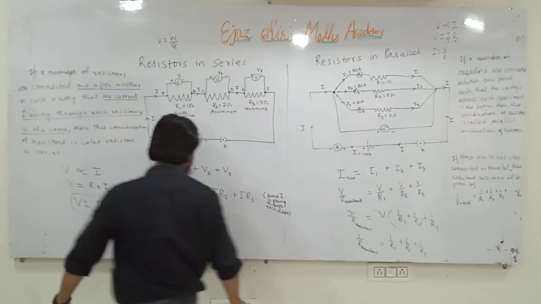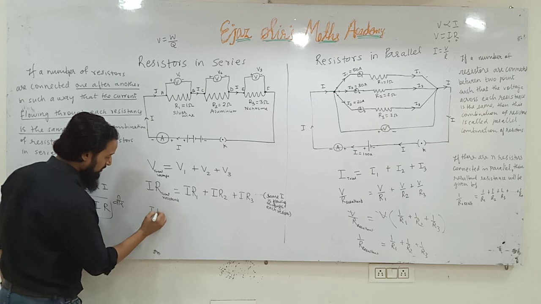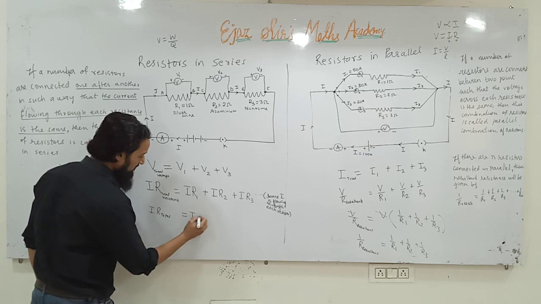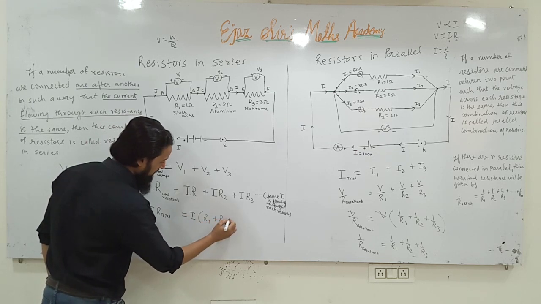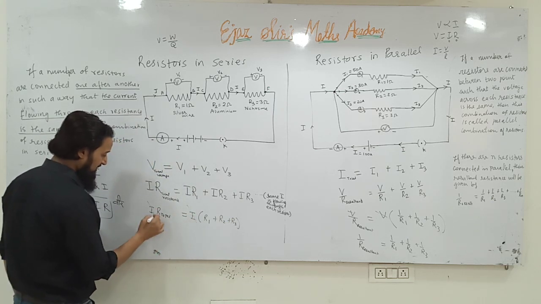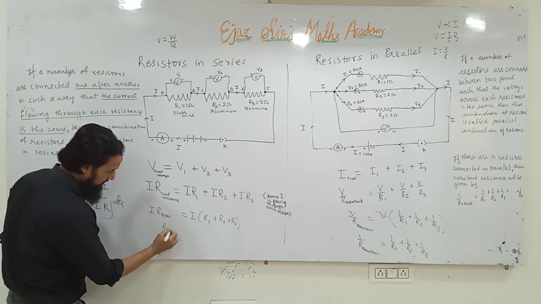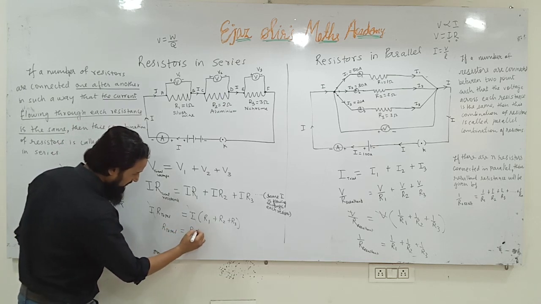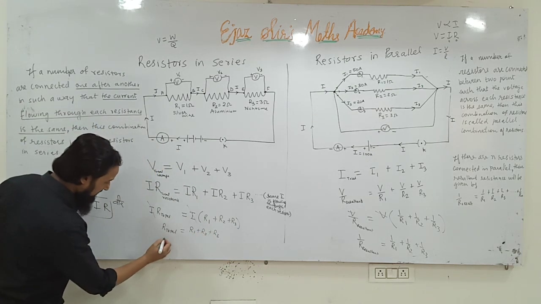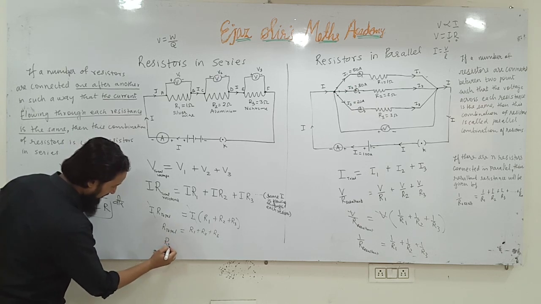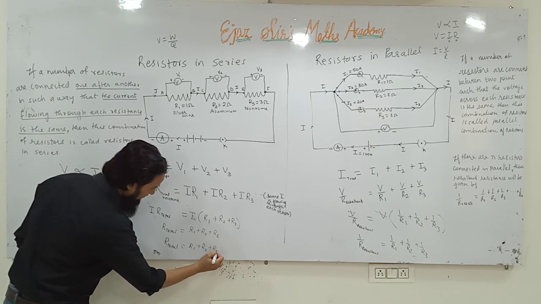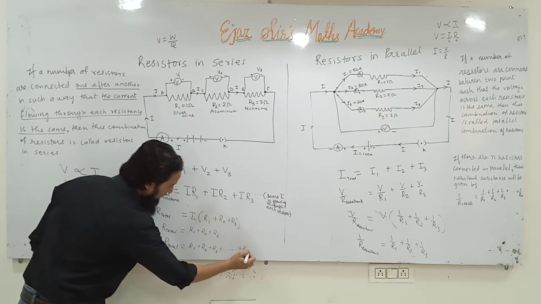And here see, what is common on both the sides? I is common, R is total. From right hand side, this is R1 plus R2 plus R3. This I will go there and both will cancel each other. What is left? R total is equal to R1 plus R2 plus R3. Understood? If n resistors are connected, then what will happen? R total will be R1 plus R2 plus R3 plus and so on up to plus Rn.